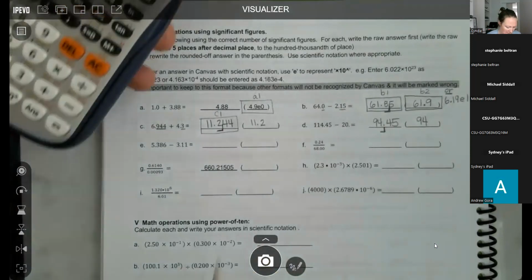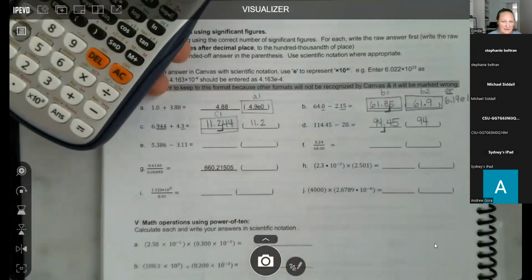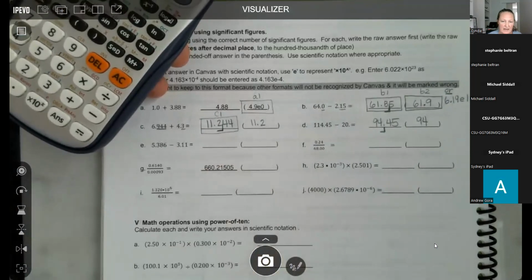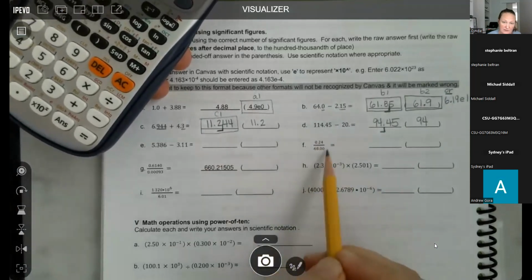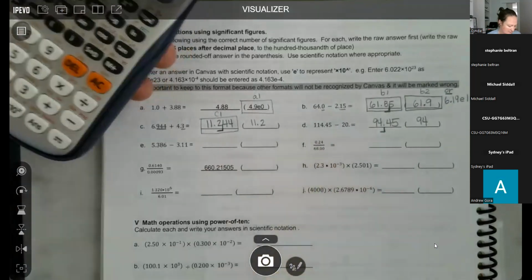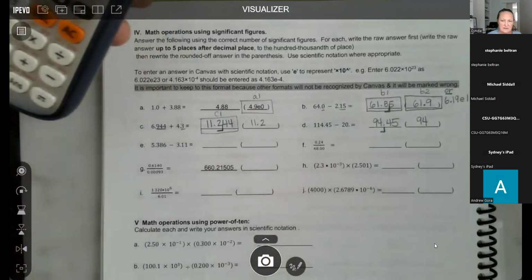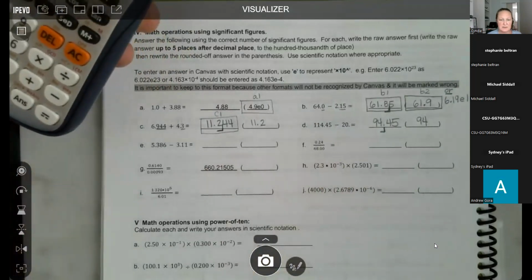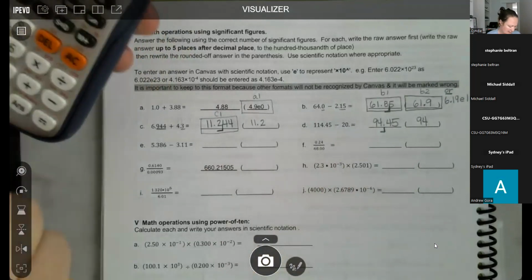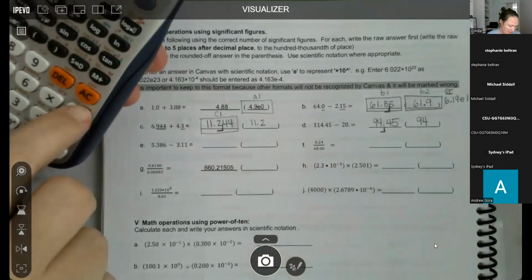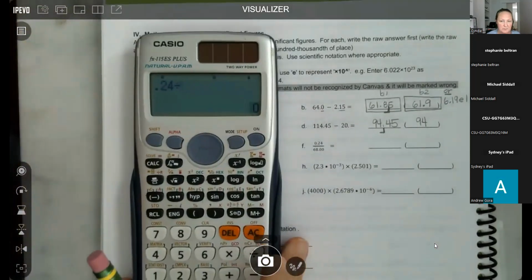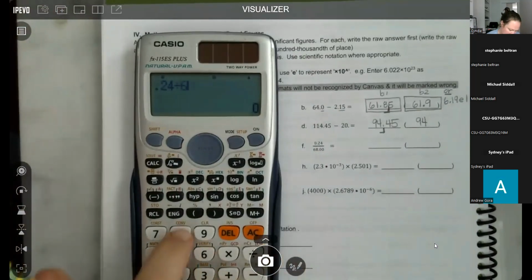We'll just skip past this last one; I think you get the idea. Then we'll move to division and multiplication. The rules for significant figures with division and multiplication are different. So if I take 0.24 divided by 68, you could do 0.00, but it won't make a difference.